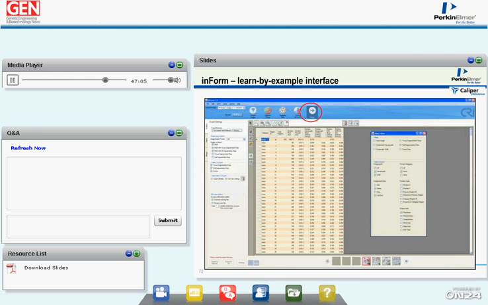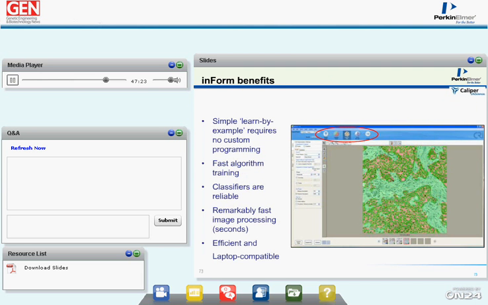Another distinctive aspect of this software is that the algorithms we've developed, the features that we use to feed the neural network, are quite reliable for clinical variability and heterogeneity. And then once you do have an algorithm, it's remarkably fast. It takes seconds to analyze fields such as this one.